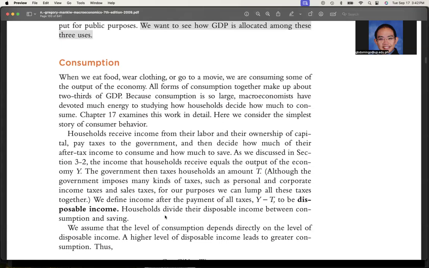So first is consumption. Income can be used to consume. When we eat food, wear clothing, go to a movie, we're consuming some of the output in the economy. All forms of consumption together make up about 2/3 of GDP. So I invite you to look at the components of GDP and to figure out what the share of private household consumption is in the Philippines. It will roughly be the same. I believe we computed this in some other class and we found it's pretty much the same.